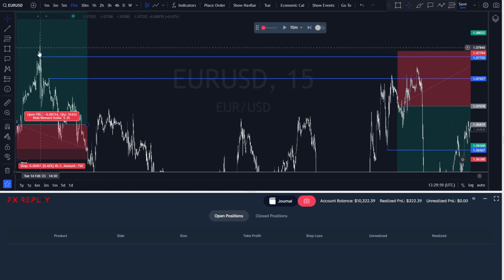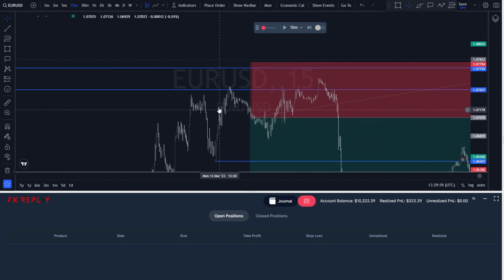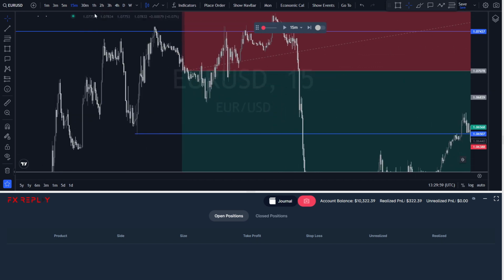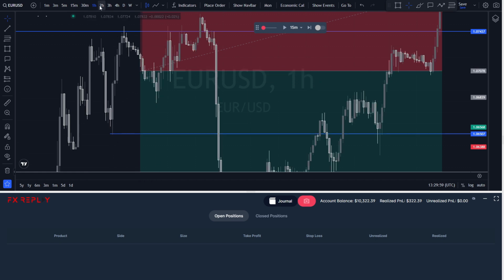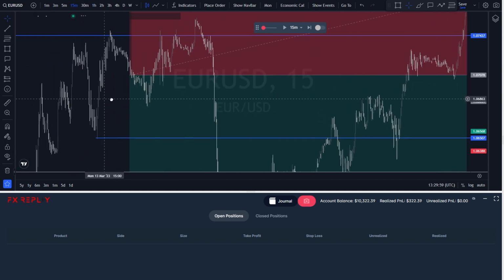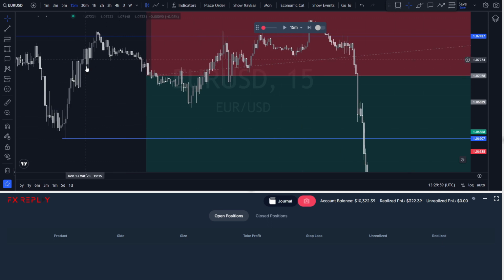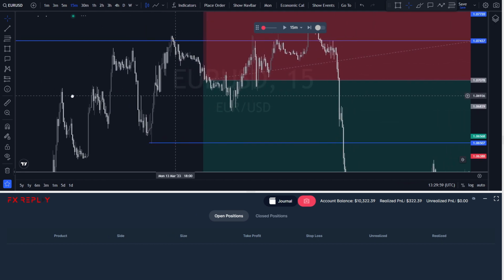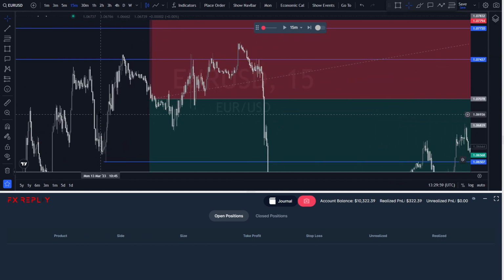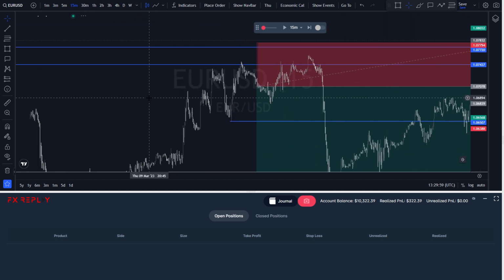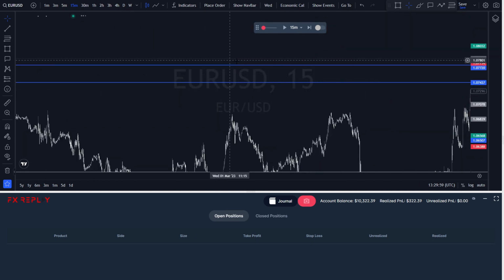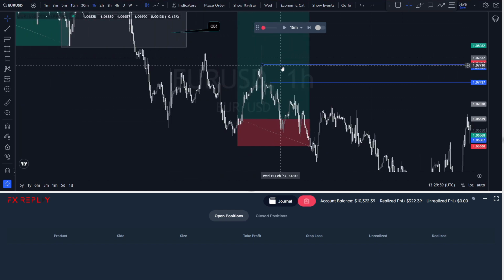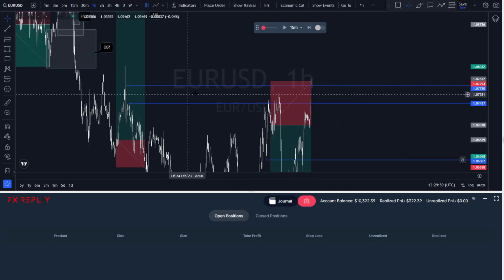But that was too unsure, so I marked this one, and as you can see, right here it took out the liquidity. I waited for a break of structure, and it happened right here, not right here, but right here, and that's when I entered the trade. And yeah, it retraced a little, so I was kind of scared, because I left a bit of breathing room in case it actually retraced to this area of liquidity.